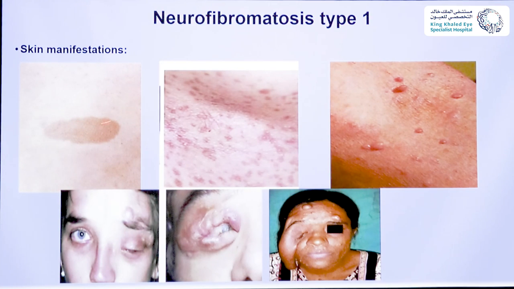So you can see the caffeolae spots, which are flat macules. You can have the freckling, and here it's in the axillary region. And these are small, localized neurofibroma, but the neurofibroma can be also plexiform involving the lids, and that's how plexiform neurofibroma presents, and here also as well. So that's considered as a more severe form than this one.